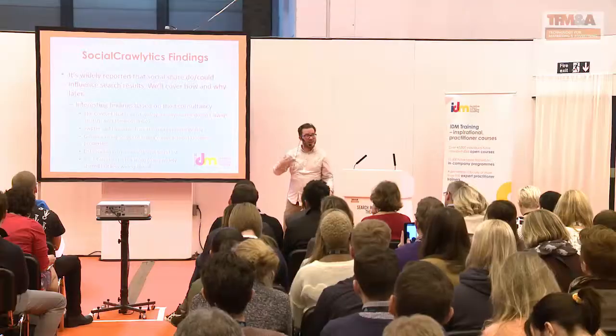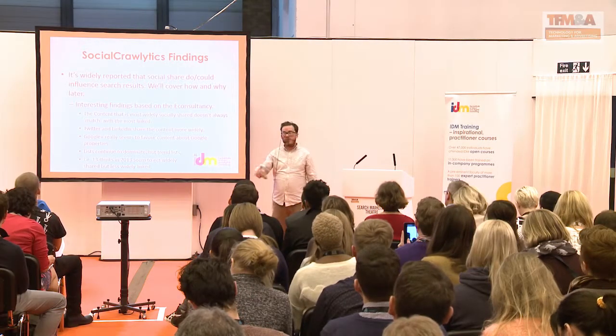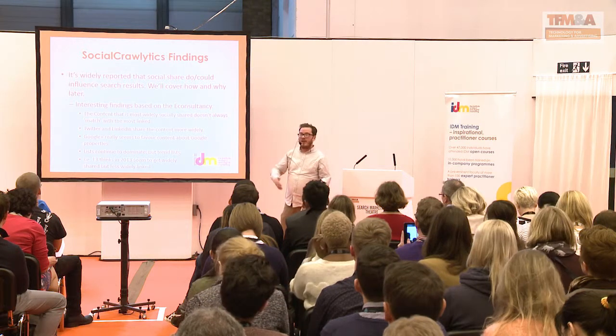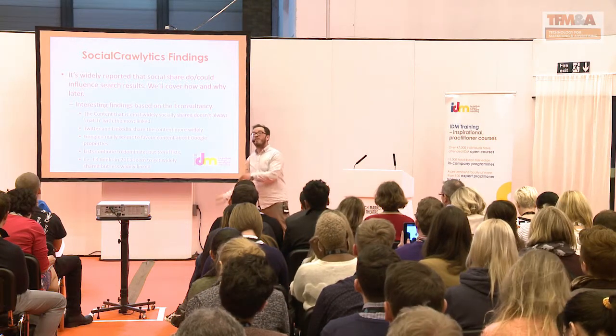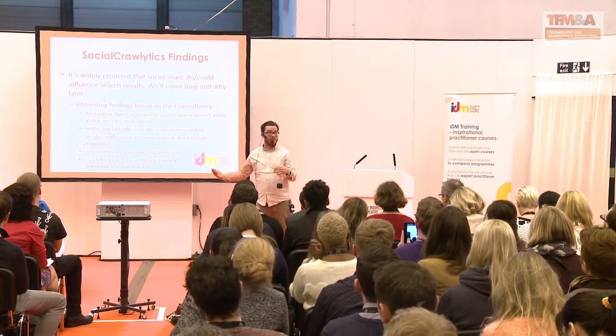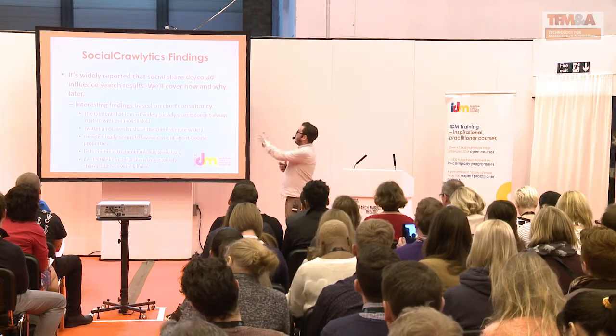So, it's widely reported that social shares could or do, I'm on the could rather than do perspective, influence search rankings. But generally speaking, they're pretty well correlated. So an article that gets lots of social shares is more likely to get lots of links than an article that isn't widely socially shared, right?